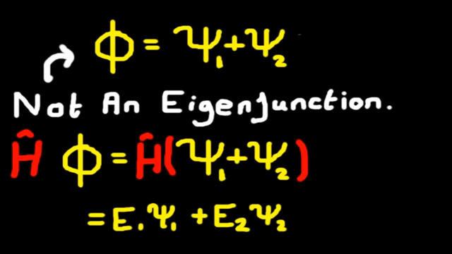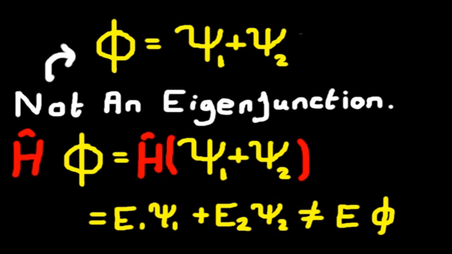When Schrödinger's equation acts on phi1, it will give the energy of phi1 times phi1. And when it acts on phi2, it will give the energy of phi2 times phi2. Importantly, when the energies are different, we can't factorize the energy out and get the energy times the original wave function phi1 plus phi2.